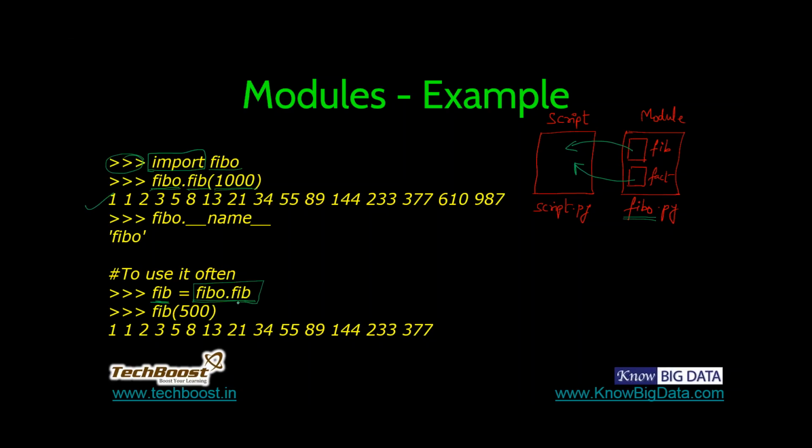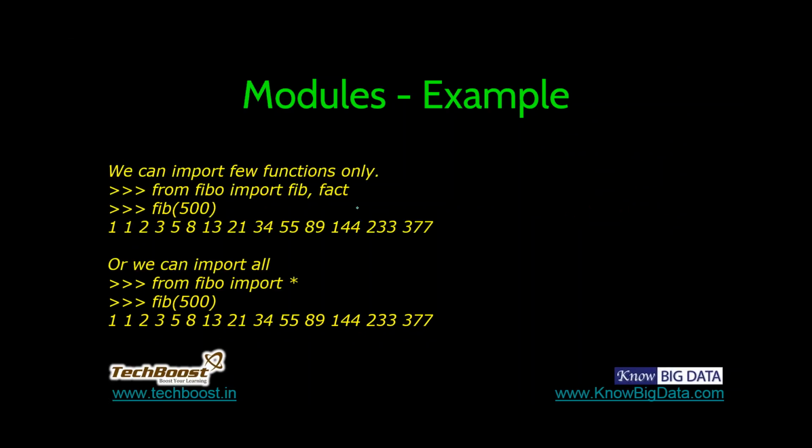I don't want to do this. So I want to store the name in a shorter form, and then when I use it again, I don't have to give the complete notation. So next time when I want to calculate any Fibonacci, I just say fib of 500. This is a different way of importing.